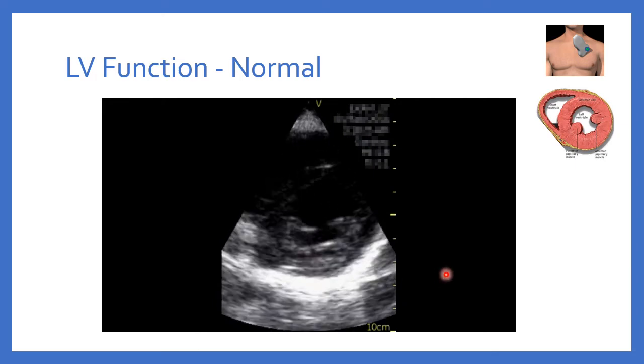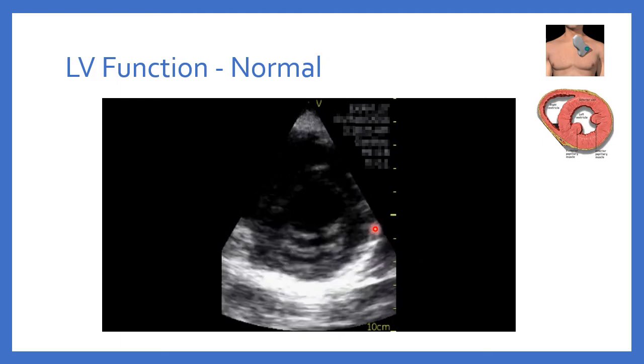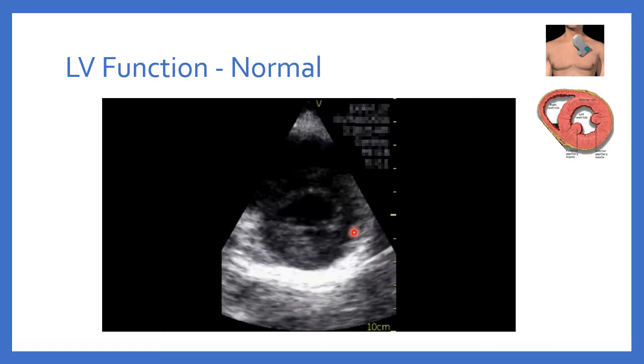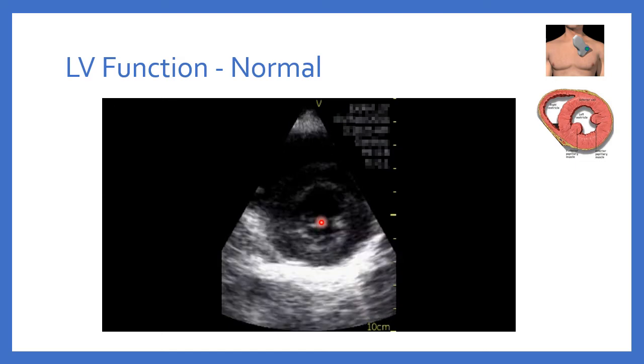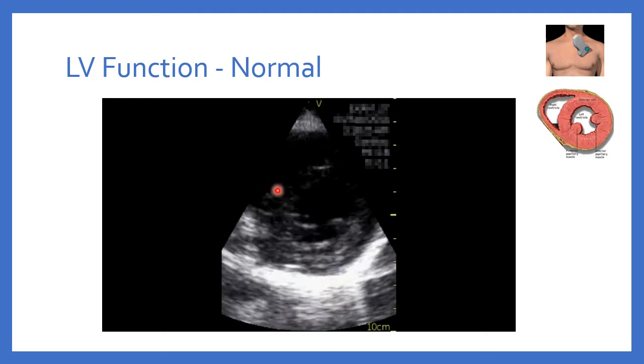Here's another example of a normal left ventricle. Again, this is obtained using a focused cardiac ultrasound at the bedside, so the image quality is a little more poor, but you still can see that the walls seem to be moving very nicely and they are thickening well. The center of the ventricle seems to be decreasing in size during systole, and also the left ventricle is nice and round here.